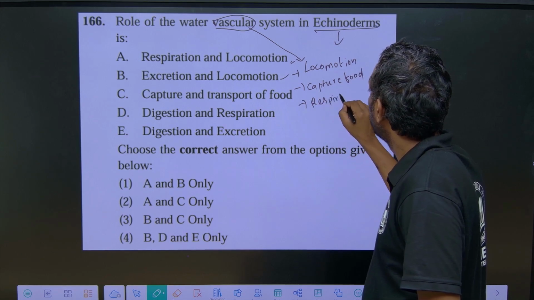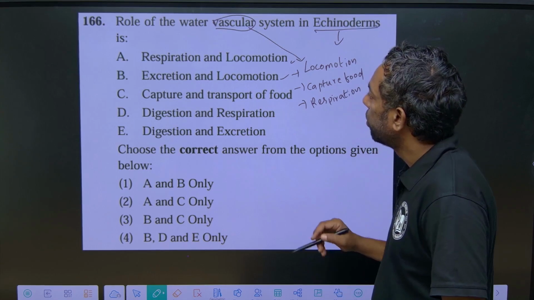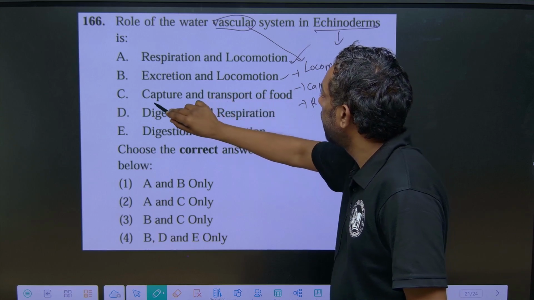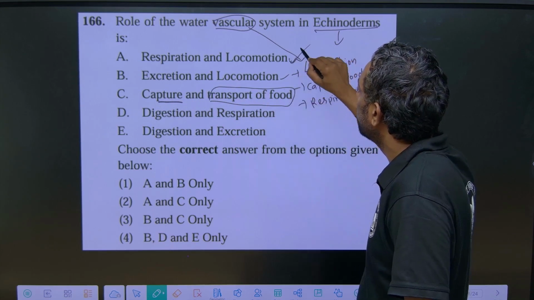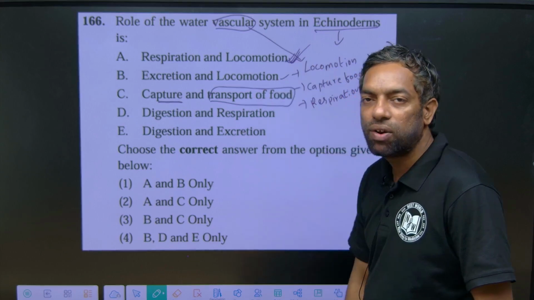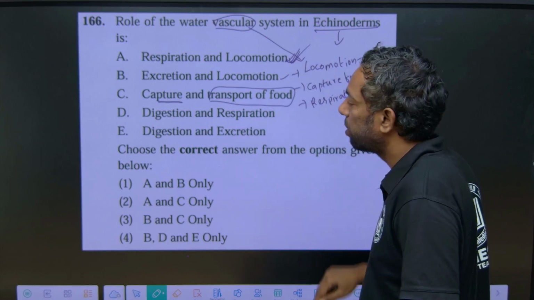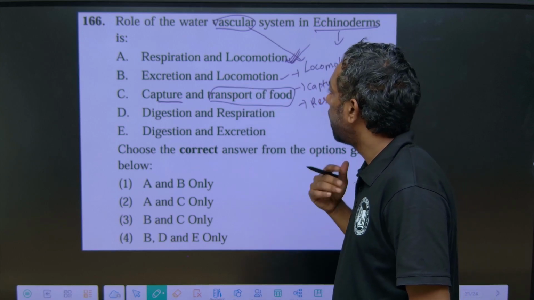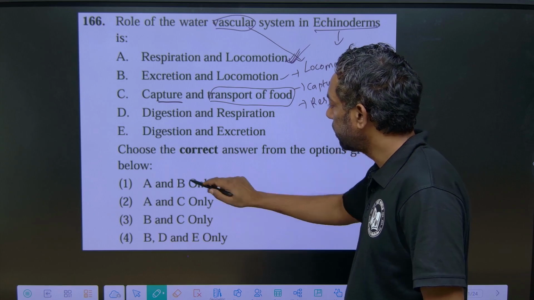So respiration and locomotion, this is the answer. Of course, they capture the food, but transport of the food, no. Respiration and locomotion, they meet these two. So A is the answer. Yeah, A is there, 1 and 2.